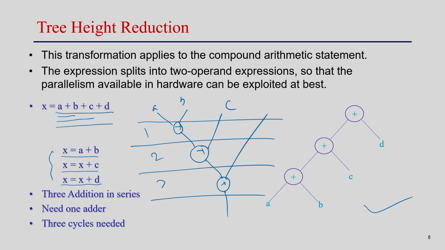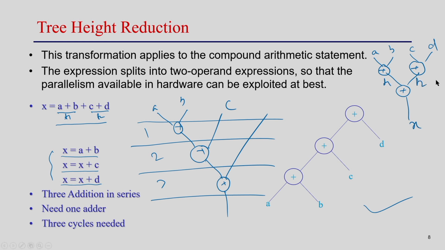Whereas, if I take the same expression and break it this way, say this is my T1, this is my T2, then it will be broken like this. So, I am going to do a plus b, and I am going to do c plus d, and then finally I am going to add these 2 into this. This will be my x1, this is my T1, this is my T2. So, the same expression could have been broken in this way also.